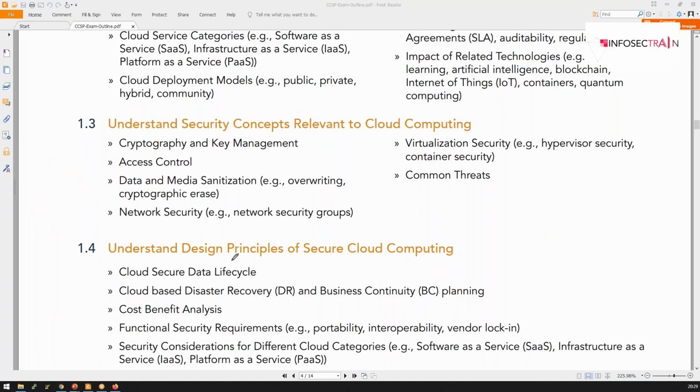Okay, got it? The next one is network security. In the cloud platform, we have to understand the word called defense in depth. This is a very important word everybody has to understand. Even if you go to any certification, you have to understand this word. What does defense in depth mean? Having a multi-layered security architecture.